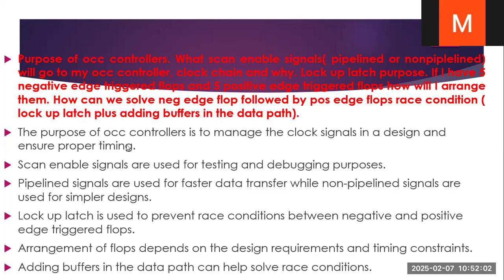The answer is, the purpose of OCC controller is to manage the clock signals in a design and ensure the proper timing. So scan enable signals are used for testing and debugging purpose. Pipeline signals are used for faster data transfer while non-pipeline signals are used for simple designs. Lockup latch is used to prevent the race condition between negative and positive edge triggered flops. Arrangement of flops depends upon the design requirements and timing constraints. Adding buffers in the data path can help to solve the race conditions.